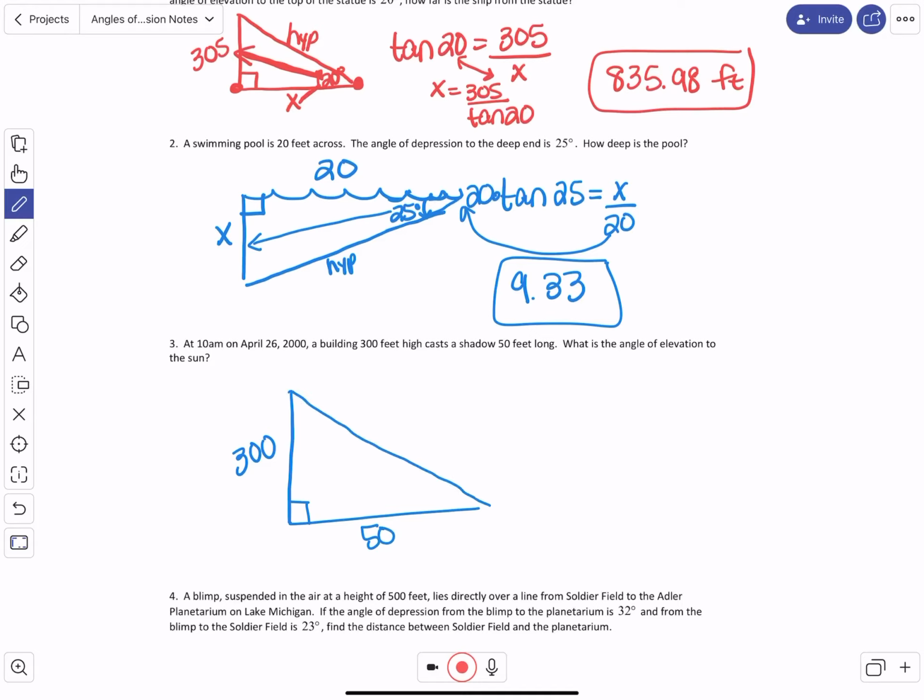So angle of elevation is the angle going up, so from the ground up, okay? So here's where that angle is. It wants to know the angle. We don't know what the angle is, so we can call it alpha or beta. It doesn't matter which one. I'm just going to call it alpha, okay?